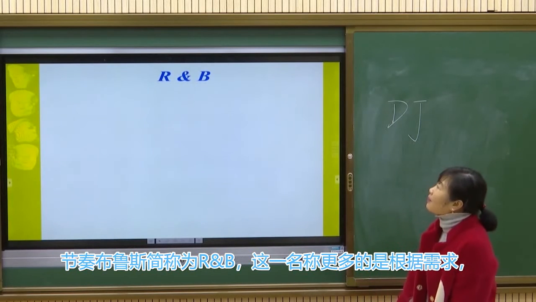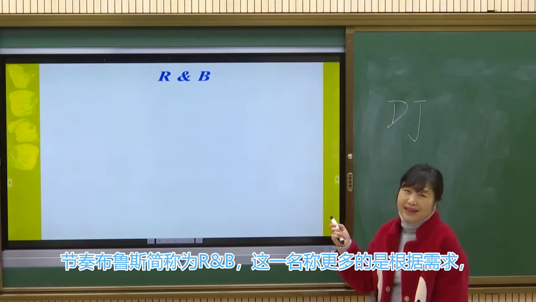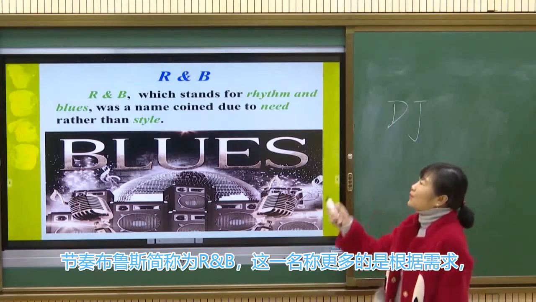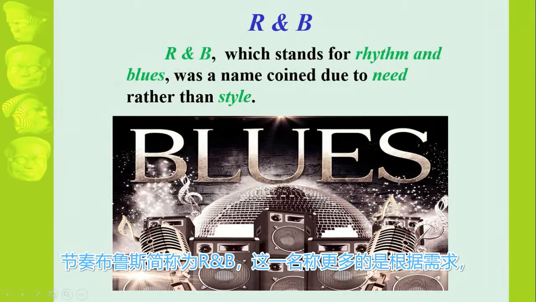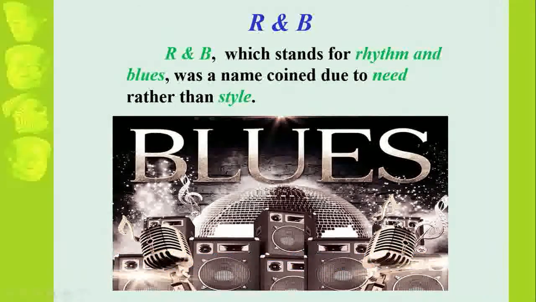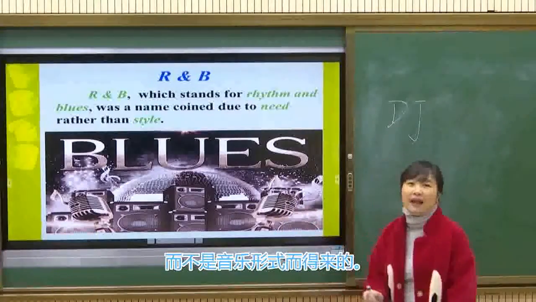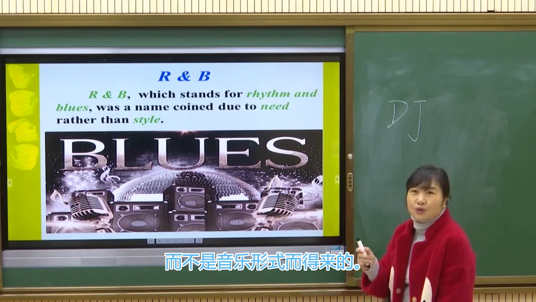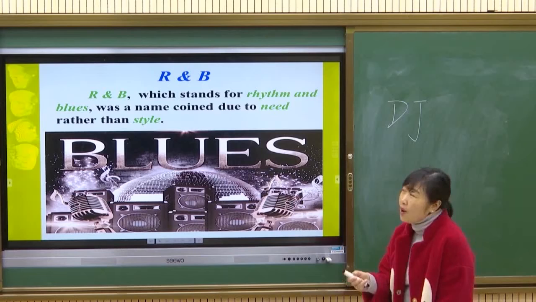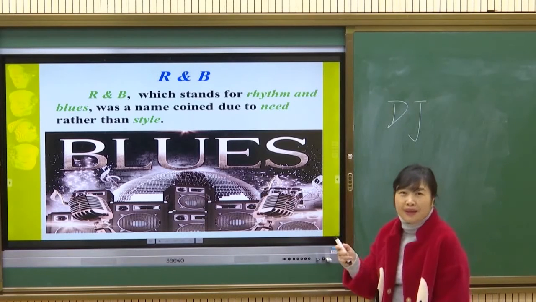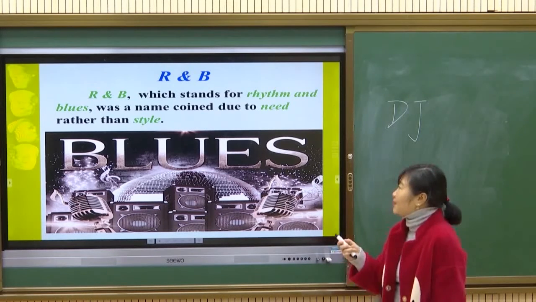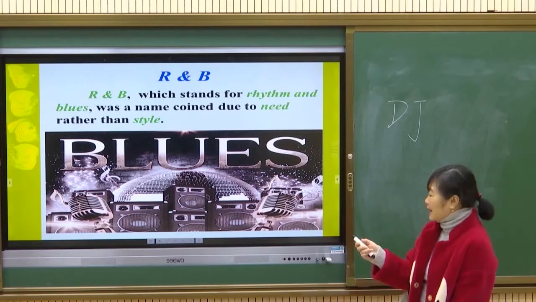And this one, R and B. You know, what does it stand for? Yes. Okay, it stands for, yes, rhythm and blues. 节奏布鲁斯 was a name coined due to need rather than style. That is to say, R&B, this name is given according to the need, but not to its musical form. Why we need such a name, R&B? Okay, it is closely linked to the situation of black people in the United States.